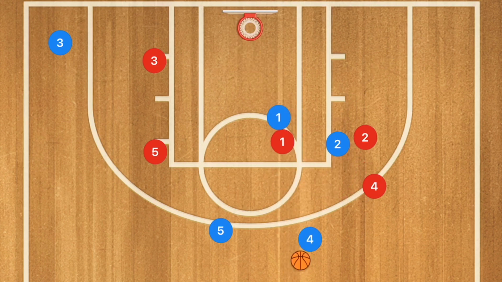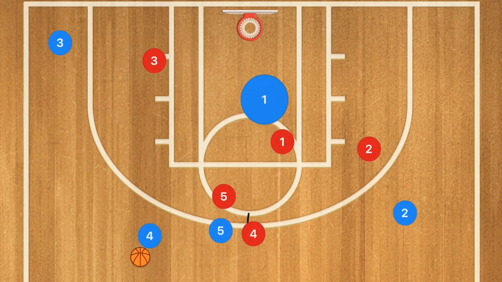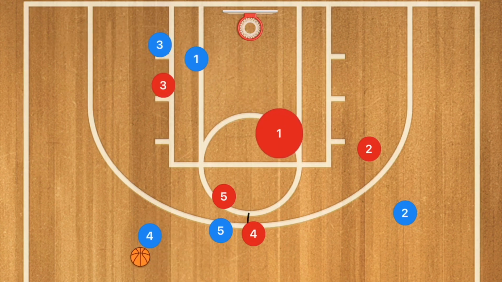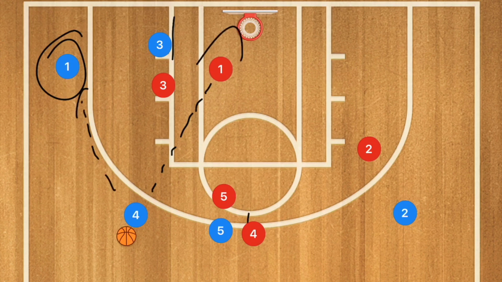If player 1 is not open, however, we're then going to have player 5 setting that staggered screen. Player 2 is going to clear out, player 4 is going to use that screen, and player 3 is going to then pop in, set that screen for player 1, and now player 4 can have that shot from 3, or he can pass over to player 1 for that 3-point shot.